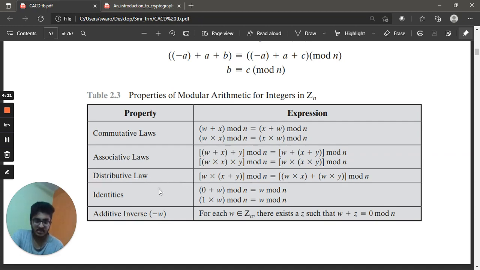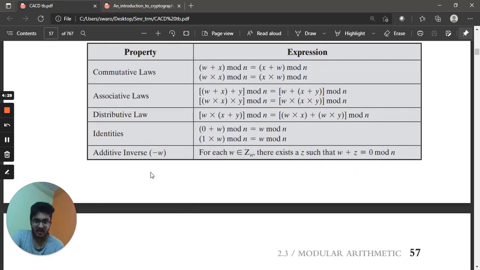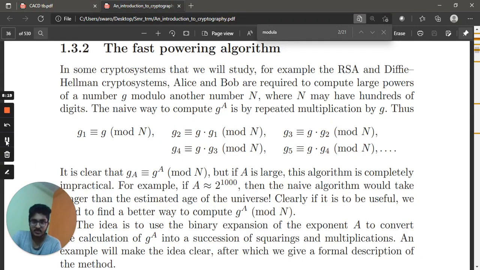Identities: (0 plus w) mod n equals w mod n, and (1 into w) mod n equals w mod n. Additive inverse: for each w belonging to Zn, there exists a z such that w plus z equals 0 mod n. Now we will discuss the fast powering algorithm.